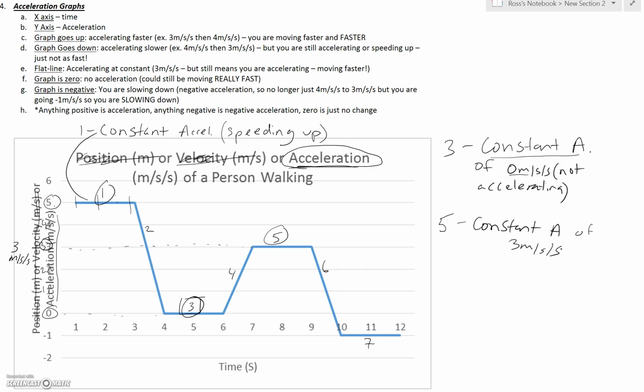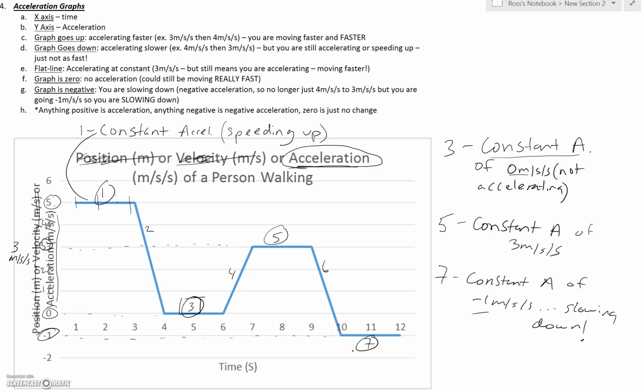If we take a look at our final flat line over here, number 7, I want you to notice something interesting. It's at -1. So if we are accelerating, again, it's a constant acceleration of -1 meters per second. That means that negative acceleration means we are slowing down. So right here we are getting slower by jumps of 1 going down.